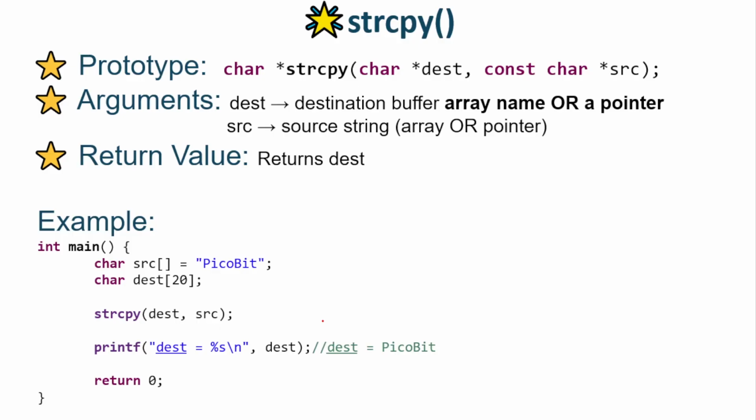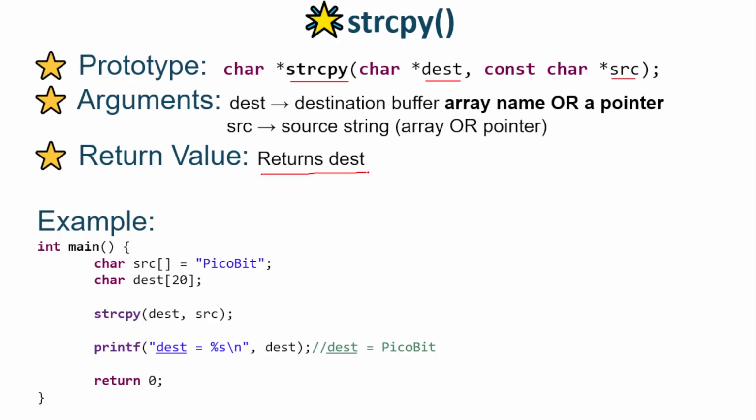strcpy. strcpy copies all characters from the source string into the destination buffer until it reaches the null terminator. Because strcpy does not check the destination size, you must ensure the buffer is large enough to hold the entire source plus the terminator.